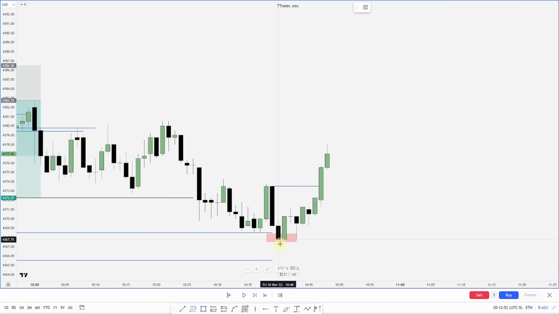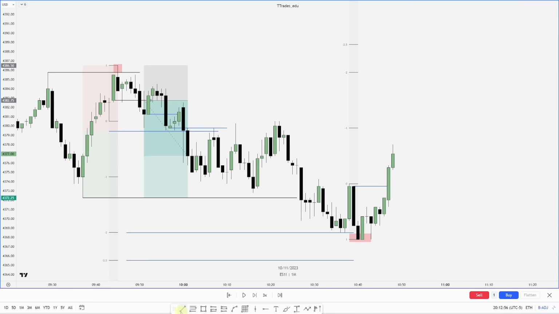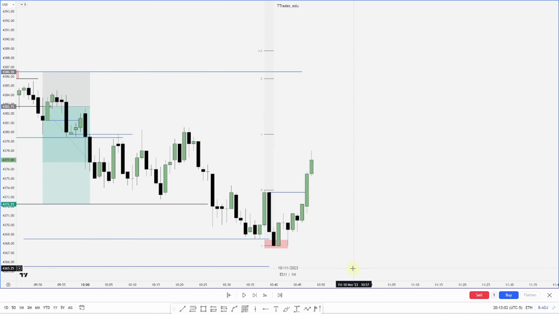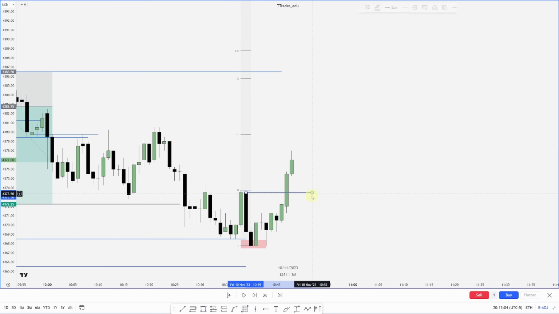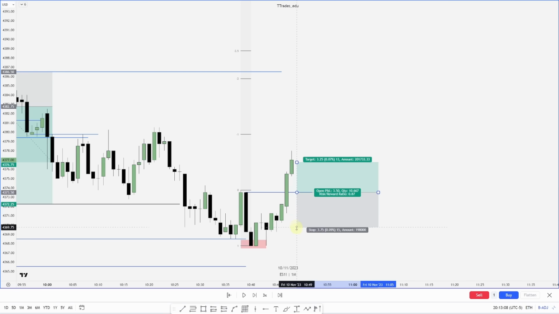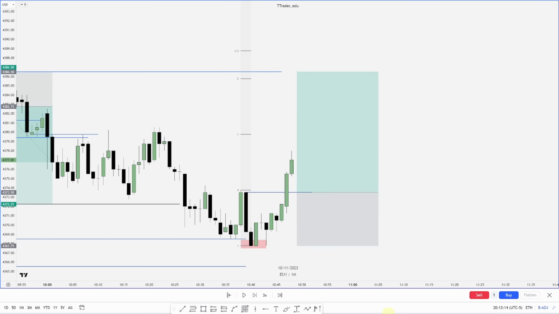So the next thing I do is I look to project out this manipulation. I look to our left. What do we have resting in the -2 to -2.5? We have an old high. So that will be my first target. So if I'm looking for the first entry, I'm looking to enter on this change in state of delivery or the order block with my stop on the manipulation, targeting this high.